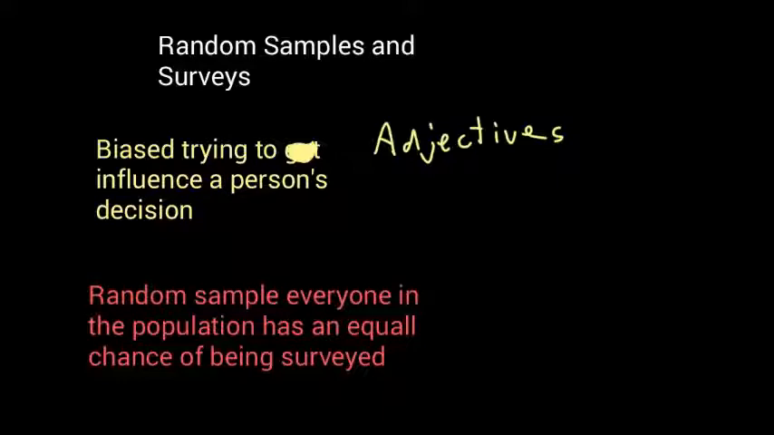If you want an unbiased question, then you want to leave out those adjectives. So you could ask something like, what's your favorite color? How far is it to school? Any question where you're not putting adjectives, it's just the question. And when you're doing samples, you want your questions to be unbiased.